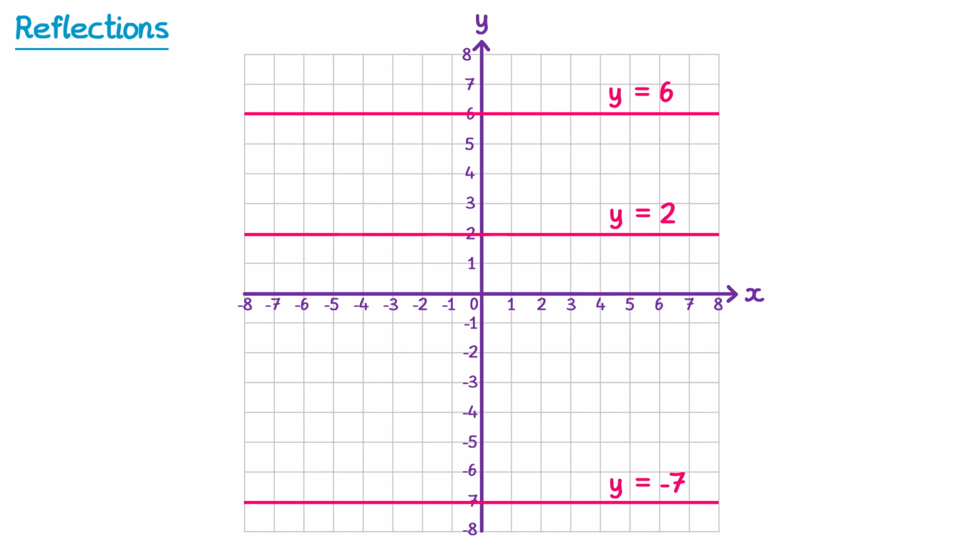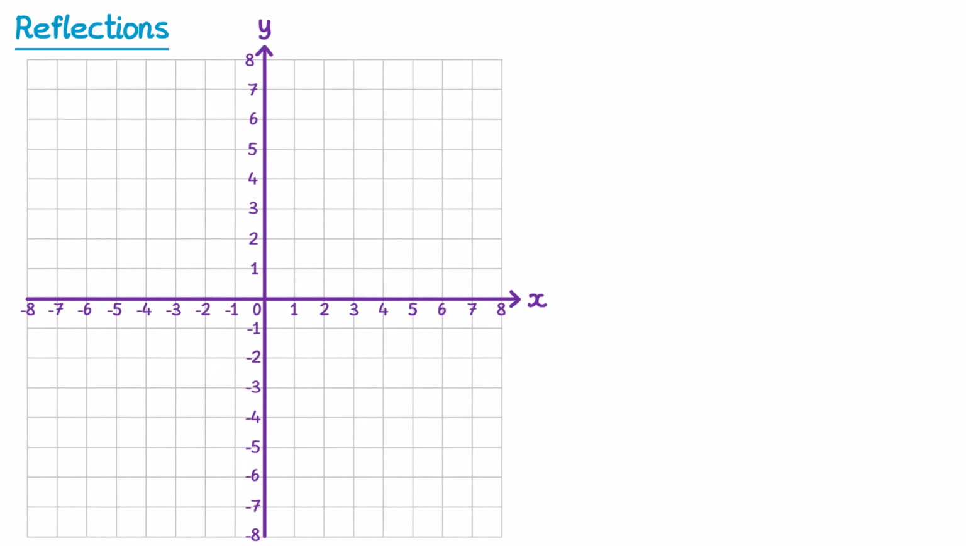And just like before, we can even do the x-axis. So the equation of the x-axis is actually y equals 0, because it crosses the y-axis at 0. Now let's put this into practice with some questions.